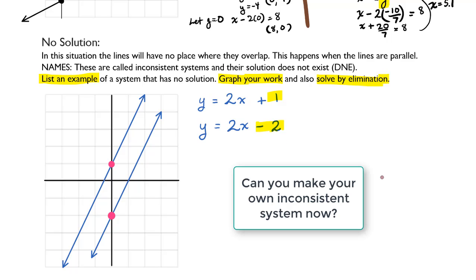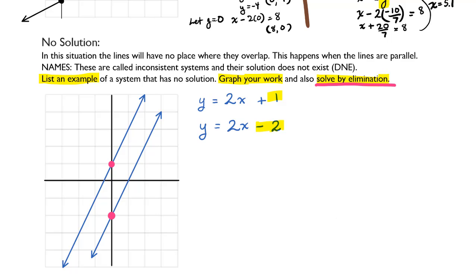Now let's take a look at the last part. It says to solve by elimination. So we need to rewrite these two equations in standard form. That means we need to get all the x's and y's on one side and the numbers on the other. For the first one, I would have -2x plus y equals 1. And the second one, I would have -2x plus y equals -2.